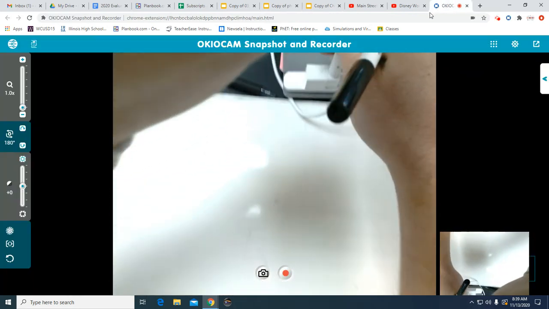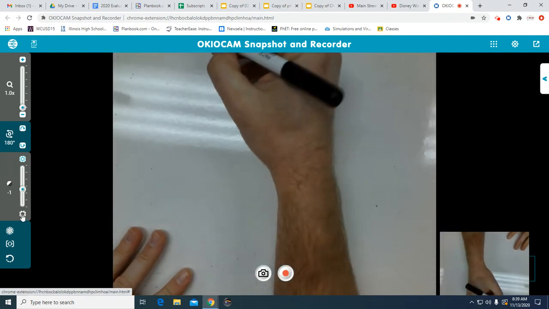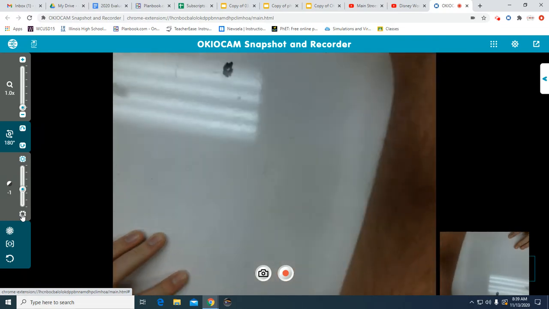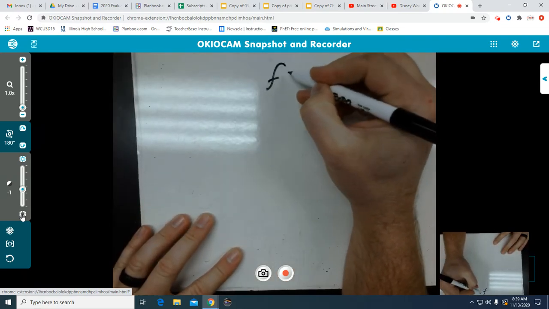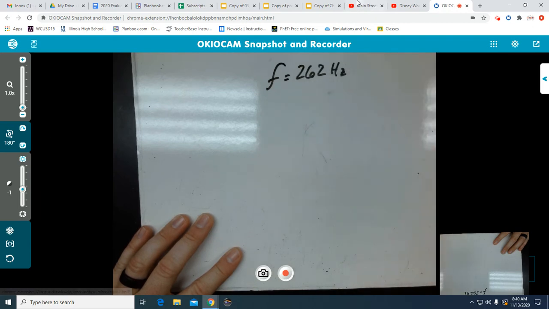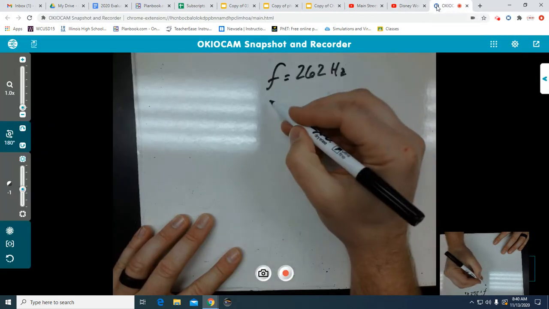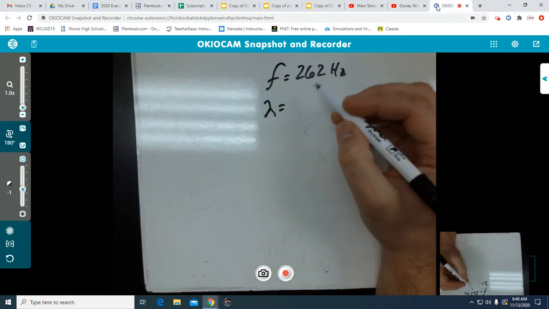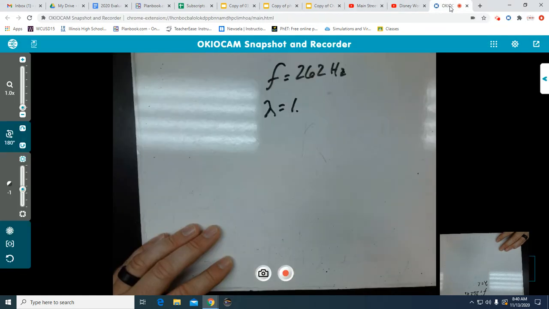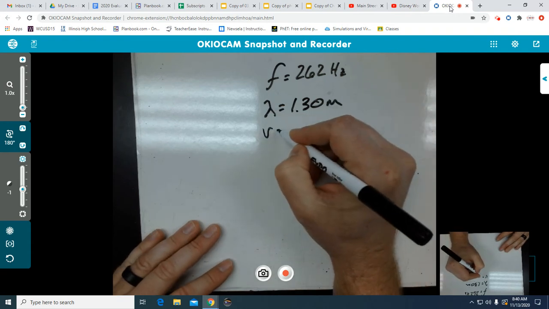All right, so again, write down what you know, write down what we're solving for. Okay, so what we know is that we've got a frequency of 262 hertz, and a wavelength of 1.30 meters. So what we're trying to find is wave speed.